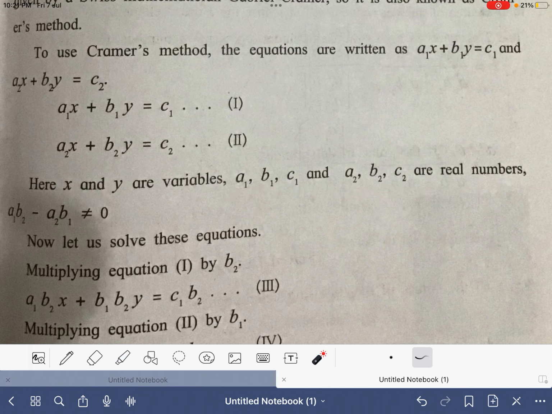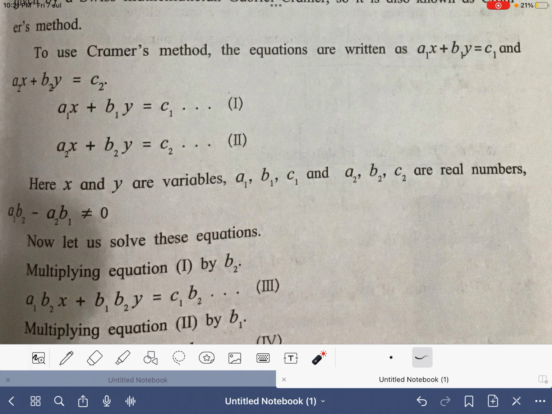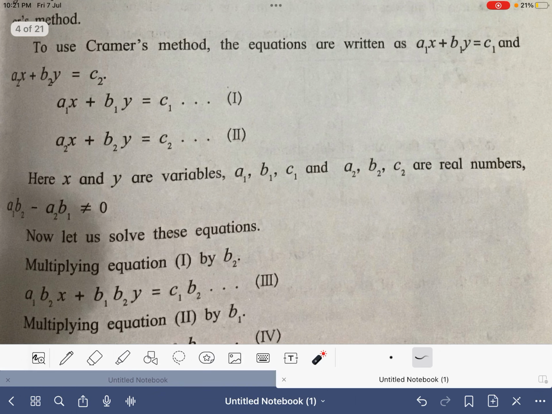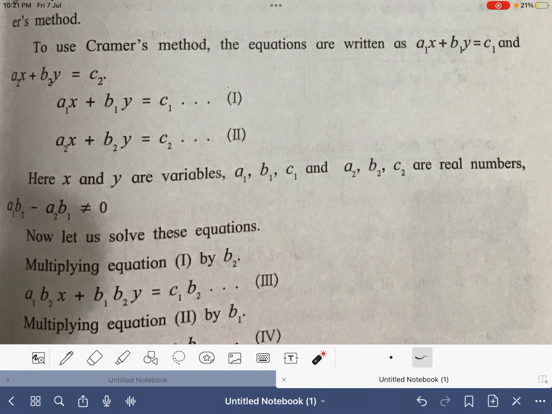Actually x and y are the variables, and these are the numerical values which we are putting in those equations. So here we are applying the elimination method. We are using the elimination method to prove or derive the formula of Cramer's rule.